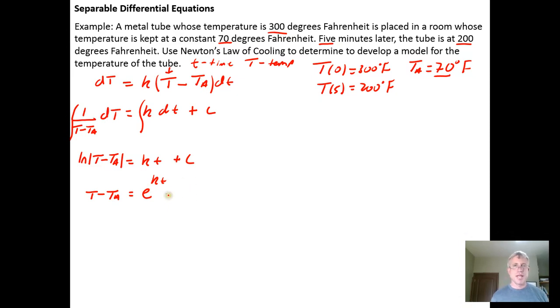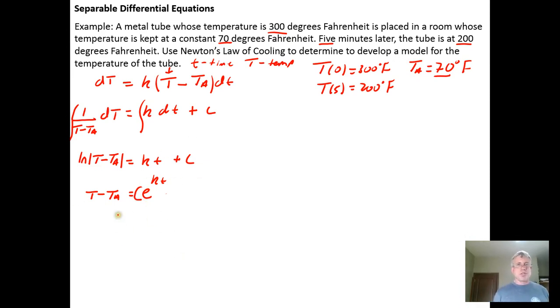So e to the kt times e to the c, because when we multiply the same base, we add the exponents, and then e to the c is just itself a constant, so we can replace that with a constant, and then the convention is to write that in the coefficient position on the e to the kt.